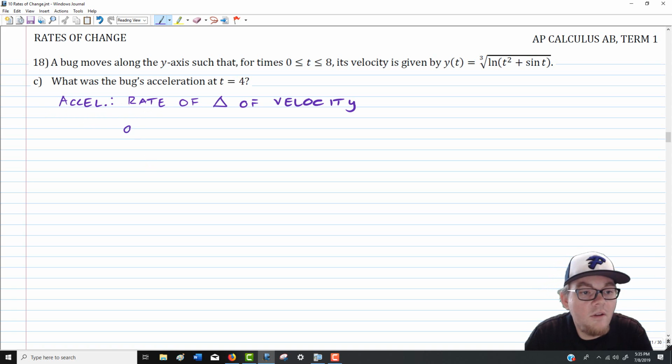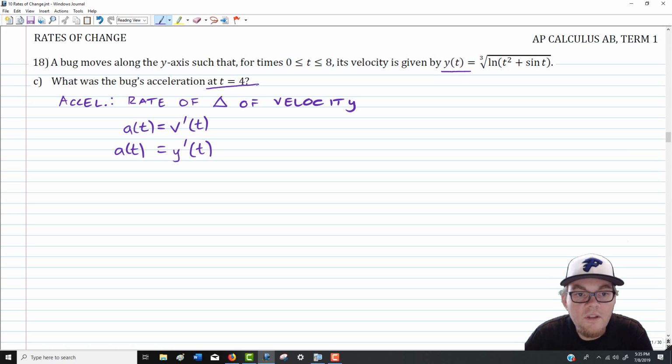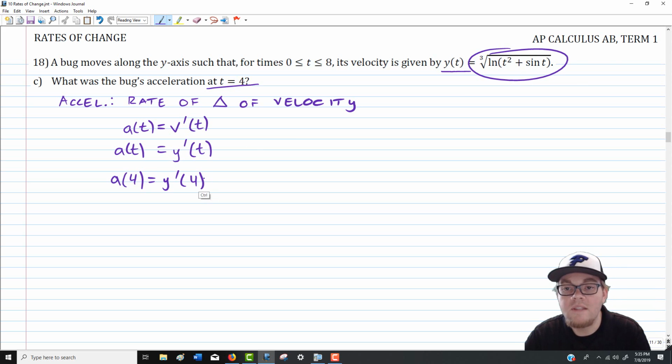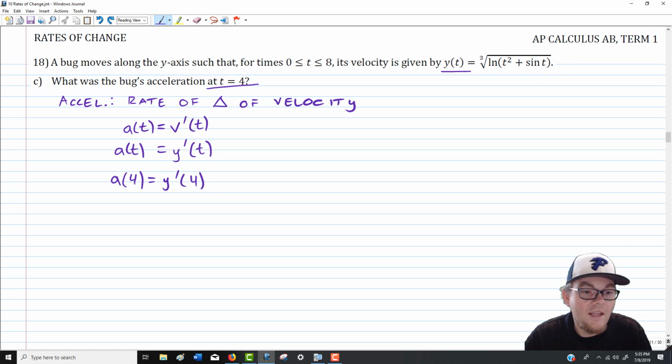So in looking here, if we call acceleration a of t, we know that a of t is going to be equal to v prime of t. And in our particular case, since we were given the velocity as y of t, a of t is going to equal y prime of t. And we're specifically interested in what's happening at 4, which means that we want a of 4, which is going to be y prime of 4. In other words, we want the slope of our function at t equals 4, because that will translate in the context of this question into being the acceleration of the bug's motion.